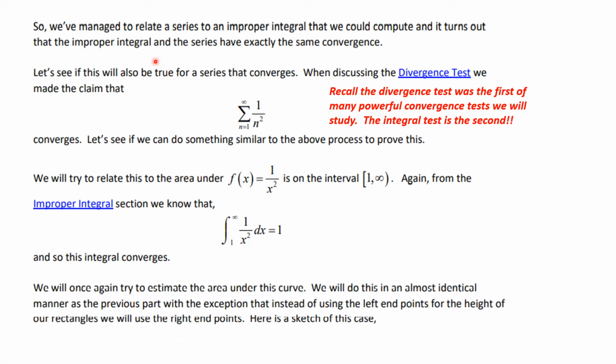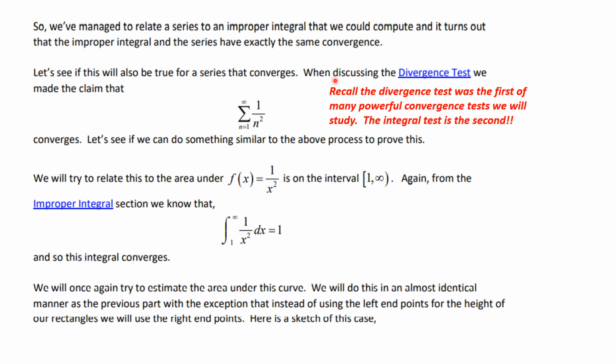So we've managed to relate a series to an improper integral that we can compute. And it turns out that the improper integral and the series have exactly the same convergence in this case. Not the same values, but the same convergence. Let's see if this will also be true for a series that converges.